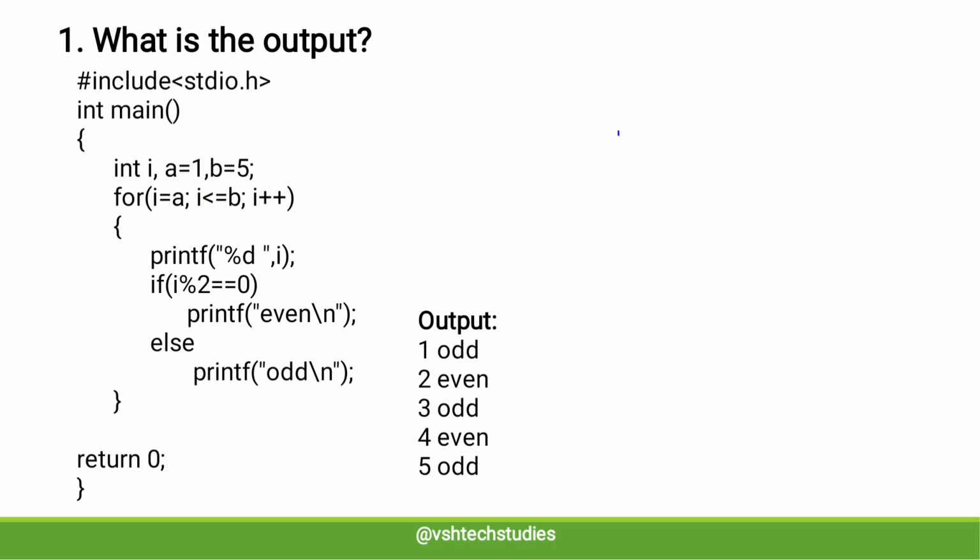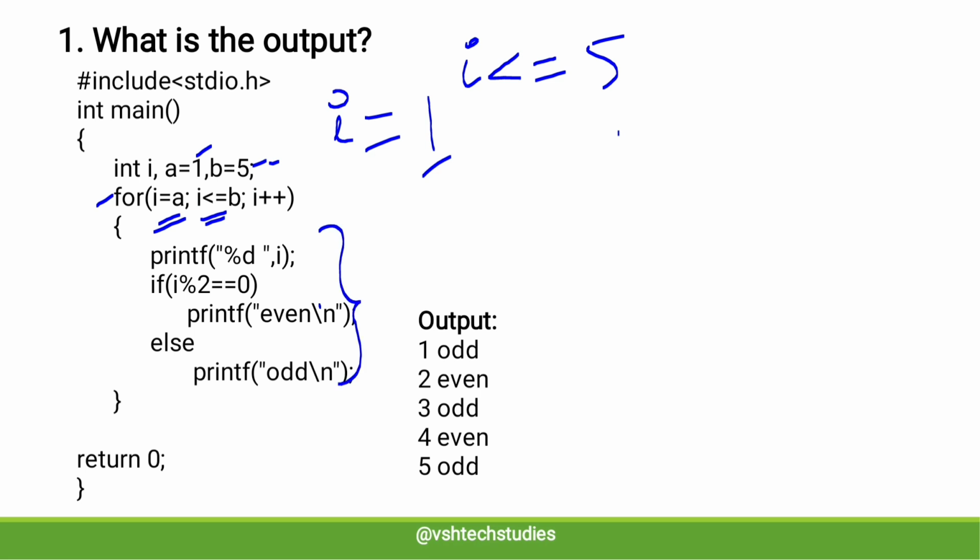Okay, so let's answer one extra question here. How many times does the for loop get executed? So initialization: I is A, which means I is 1. So I is initialized to 1 because A is 1 here. Then the condition has to be checked. Is I less than or equal to B, which is 5? B is 5. Because I is 1, the loop gets executed. Then I is incremented. It is made 2.